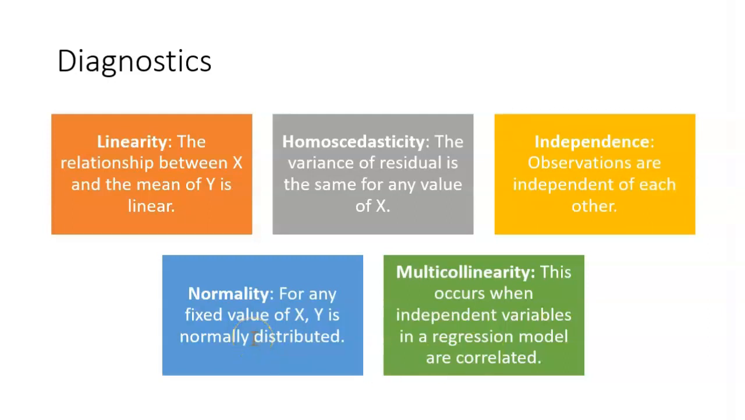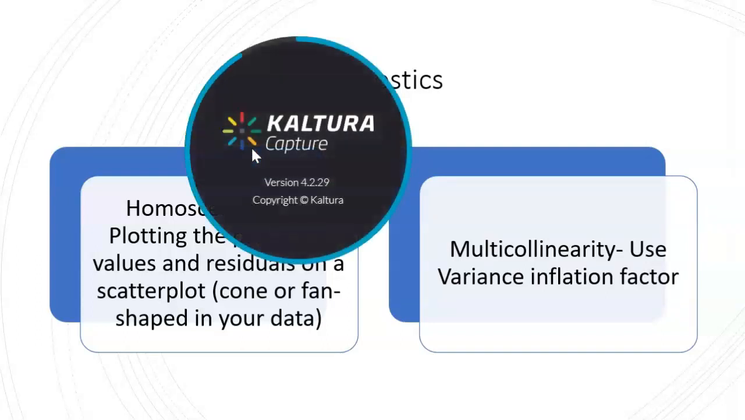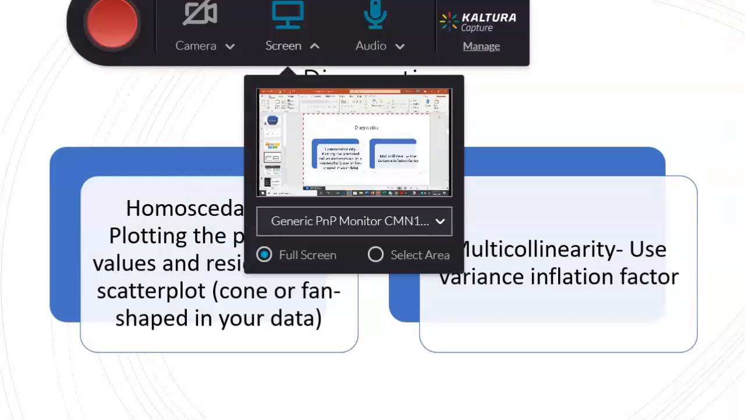Normality, which is something that you could use maybe a QQ plot to observe and make sure you have normality. And then multicollinearity. Now, multicollinearity is an interesting and important concept, which I will go over in the next slide. So, homoscedasticity, first of all, going back to that, what you do is you plot the predicted values and residuals on a scatter plot, and then you try to determine if you have some sort of cone or fan shape in your data, then you know that this is being violated. So you don't want to see any sort of patterning there.